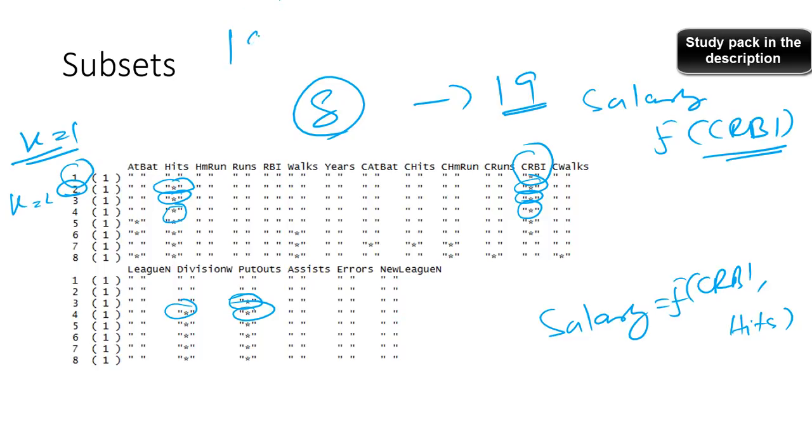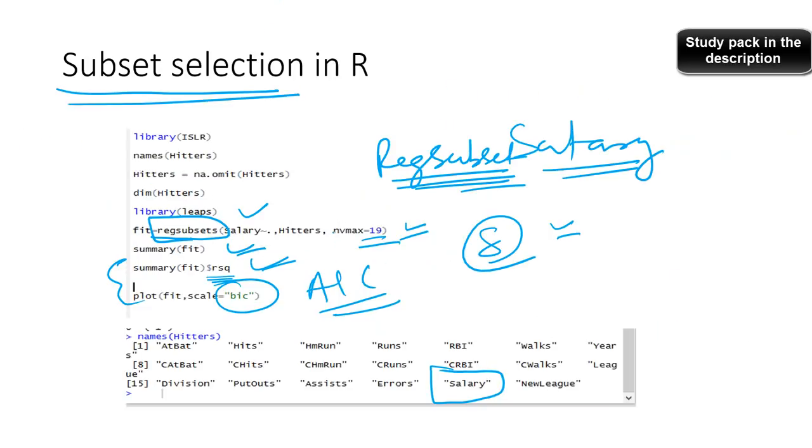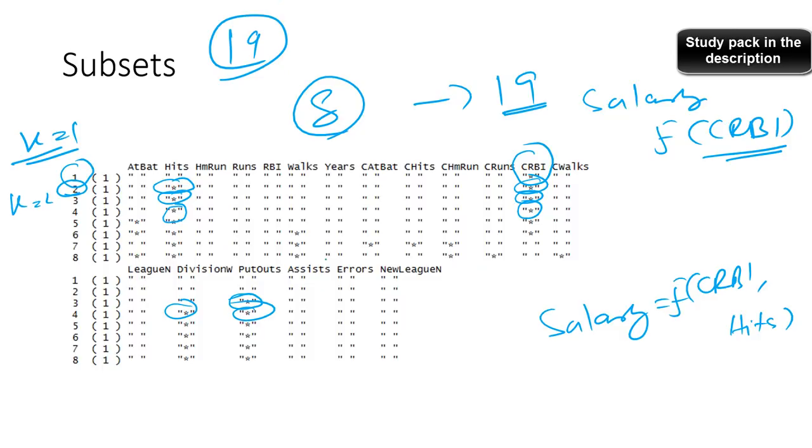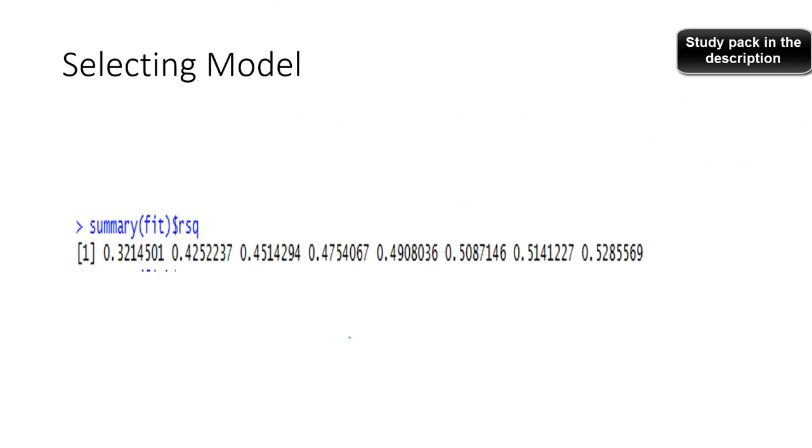There are a total of 19 variables, and you can actually extend the models to 19. For that you just have to use this syntax, nvmax. Then out of the 19 finalized models, you have to choose the best one. How do you do that? Simply use the r square. Just plot the r square or the adjusted r square.